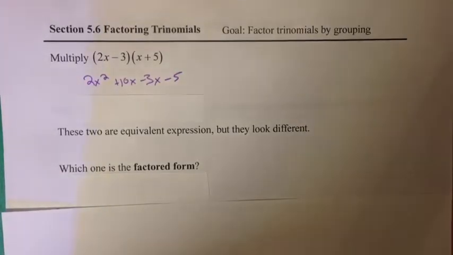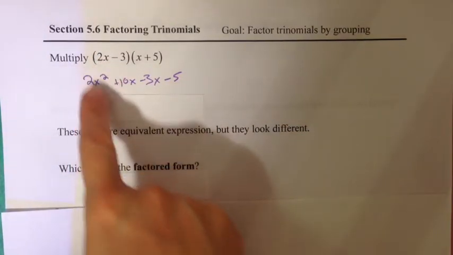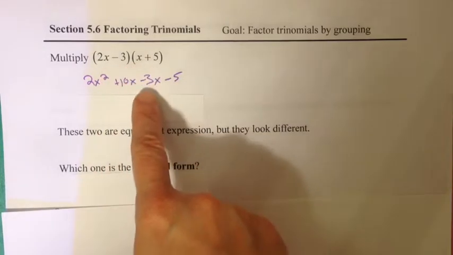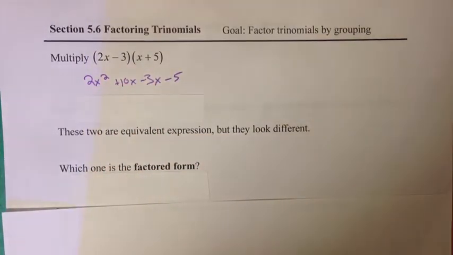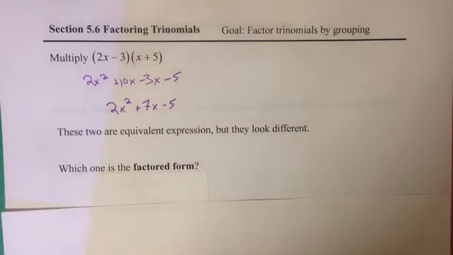Start by using the FOIL method. 2x multiplied by x is 2x squared. 2x multiplied by 5 is 10x. Negative 3 multiplied by x is negative 3x. And negative 3 multiplied by positive 5 is negative 5. The next step is to combine like terms to get our final answer. When we combine the 10x and the negative 3x, we get a 7x. So our final answer is 2x squared plus 7x minus 5.